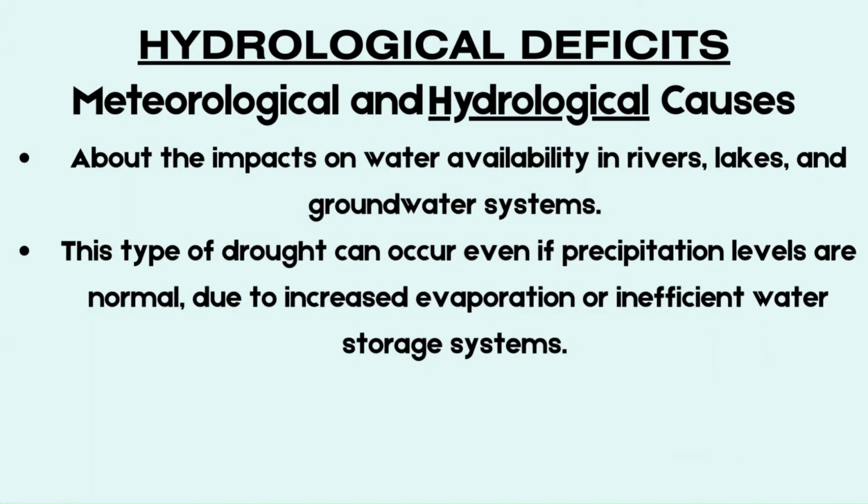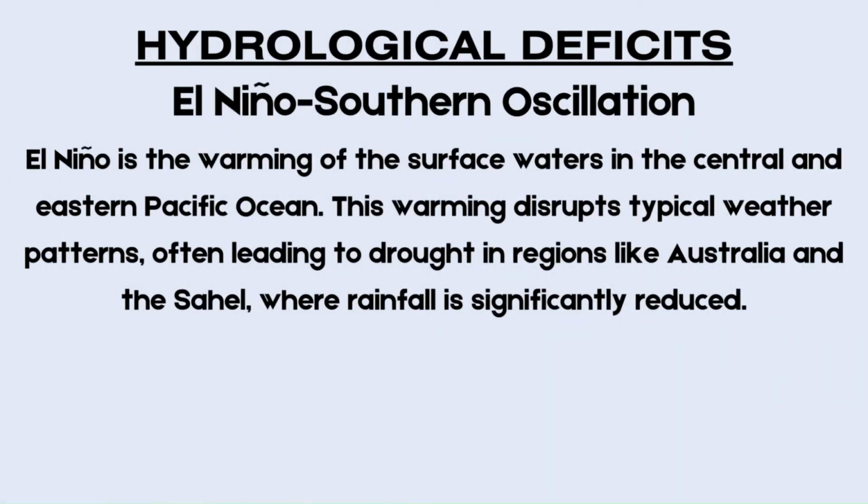A hydrological drought, on the other hand, is more about the impacts on water availability in rivers, lakes, and groundwater systems. This type of drought can occur even if precipitation levels are normal, due to increased evaporation or inefficient water storage systems. One key factor influencing both types of drought is the El Niño Southern Oscillation.